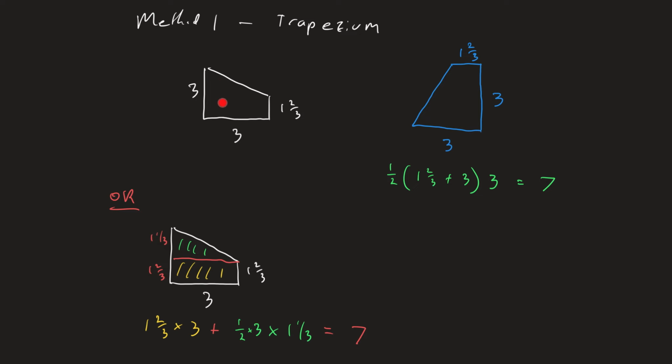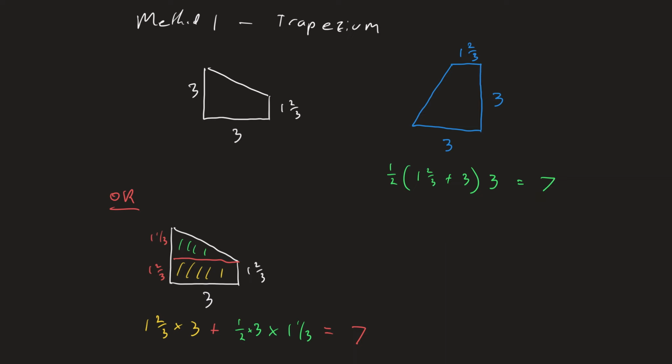We're asked to find the area of this figure. If you prefer, you can rotate it 90 degrees to get this one, and then the formula for the area of a trapezium is a half of the sum of the two parallel sides that are possibly of different lengths, multiplied by the perpendicular height.